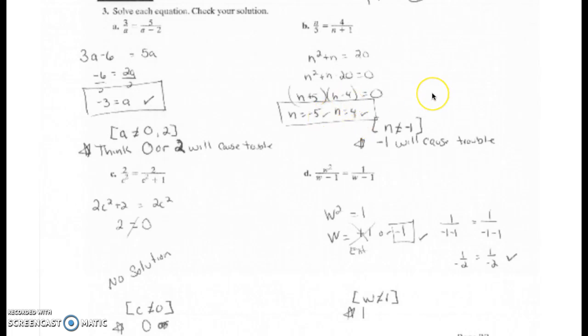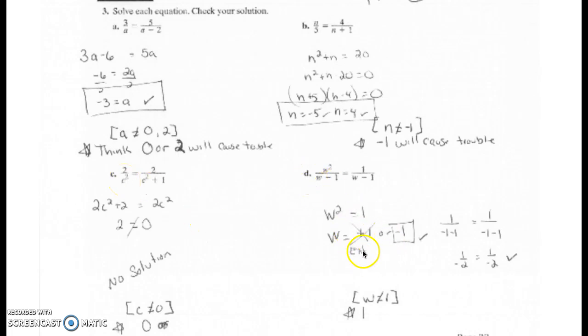And notice how I've checked those. You can plug those back into the problem to see if it works. You can also look at your denominators and make sure that the n does not equal -1 there. In C, we get a no solution situation. Our variables cancel out and we get this 2 equals 0, which is completely not true. And so therefore it's a no solution. And we also know that we couldn't have 0 in our denominator here.